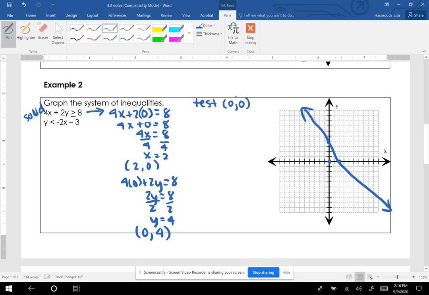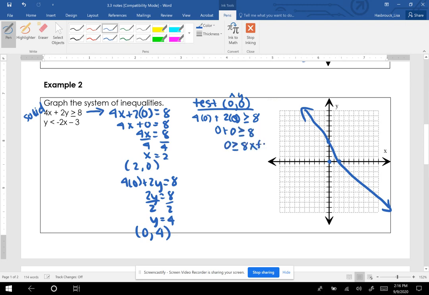Remember, when you test, you replace x and y with the values in your test point. So I'll have 4 times 0 plus 2 times 0. And I'm going to see if that's greater than or equal to 8. Well, 4 times 0 is 0. 2 times 0 is 0. I get 0 is greater than or equal to 8.